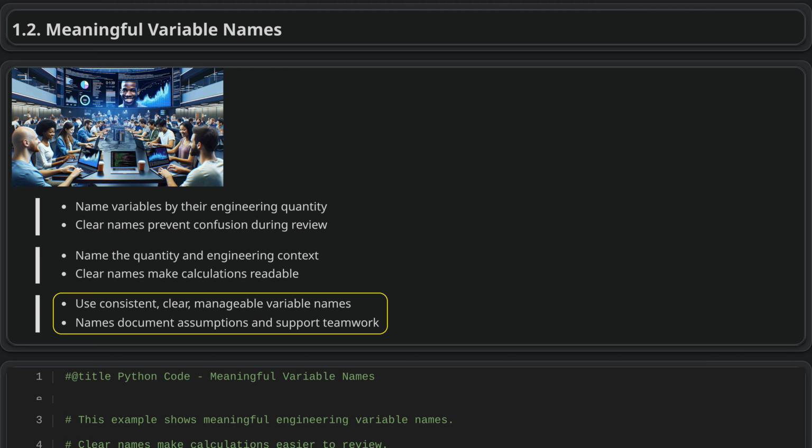Clear, consistent naming makes engineering calculations easier to understand, check, and reuse. Names should be concise but meaningful, showing the material, component, and quantity involved, such as distinguishing slab thickness from beam depth or soil unit weight from groundwater depth. This is especially important in team settings, where readable calculations support accuracy, professionalism, and long-term usability.